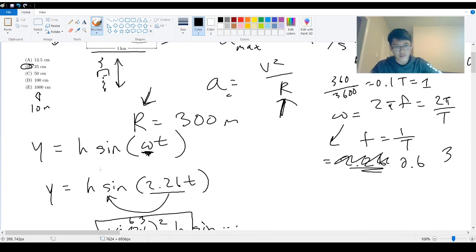If you don't know calculus, you actually didn't need to do this part of taking derivatives, because if you remember, the acceleration of a spring or the acceleration of something oscillating is just omega squared times the amplitude, right? If you didn't remember that, then you could have solved it using calculus.